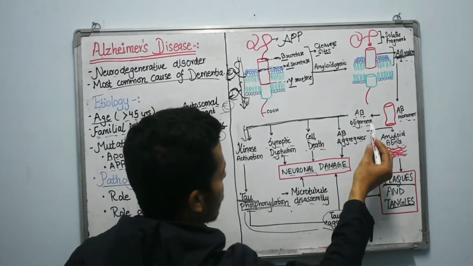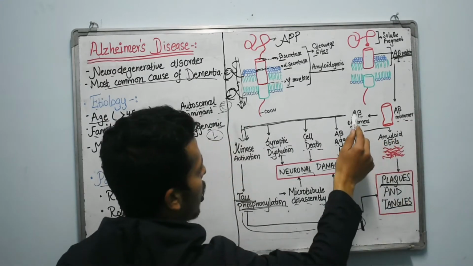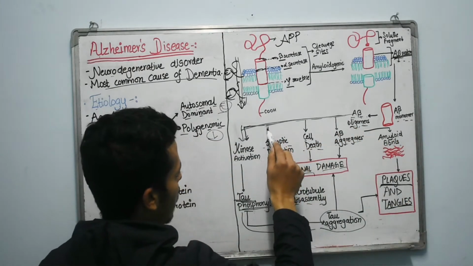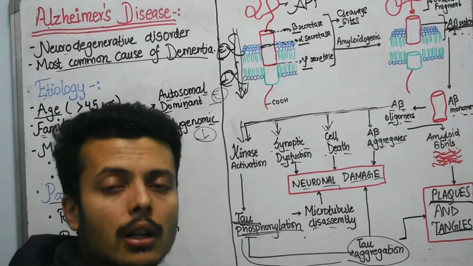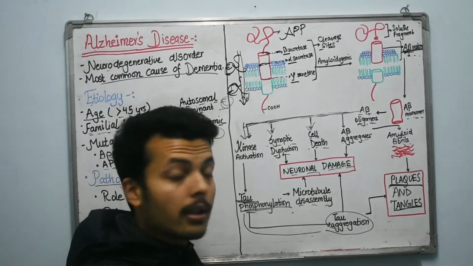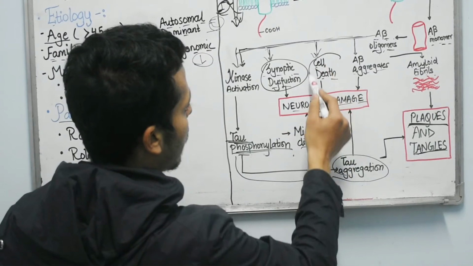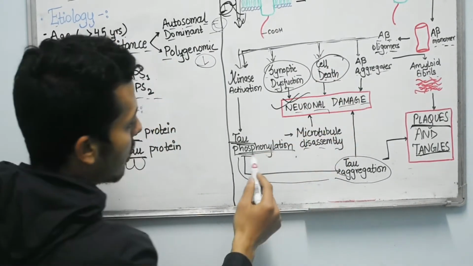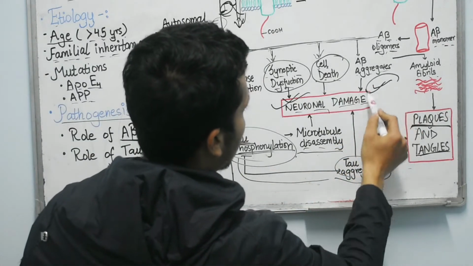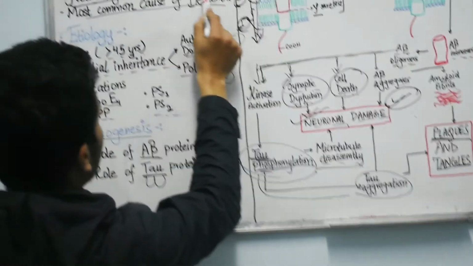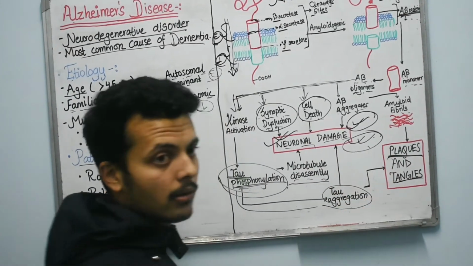Now, let's know what further amyloid beta oligomers will do. Amyloid beta oligomers will cause synaptic dysfunction, and they will also cause cell death, due to oxidative damage via inflammatory processes. These both processes, that is synaptic dysfunction and cell death, will ultimately lead to neuronal damage. Similarly, the microtubule disassembly through tau phosphorylation will also lead to neuronal damage. And as I said, this is a neurodegenerative disorder. So, there is neuronal damage in case of Alzheimer's disease.